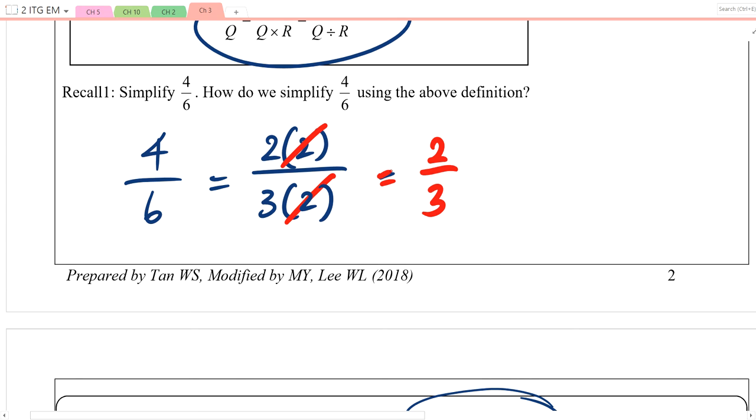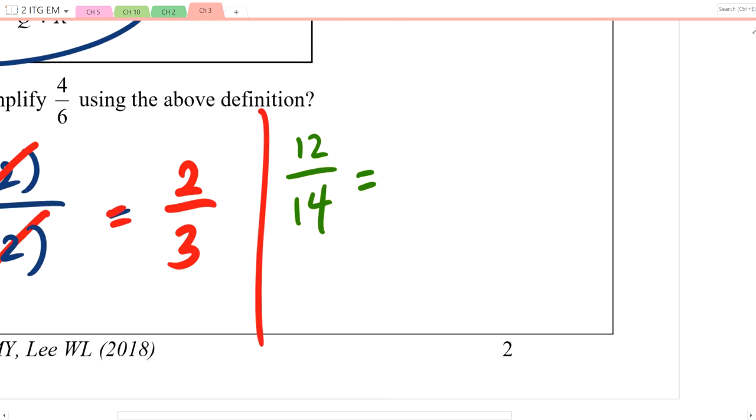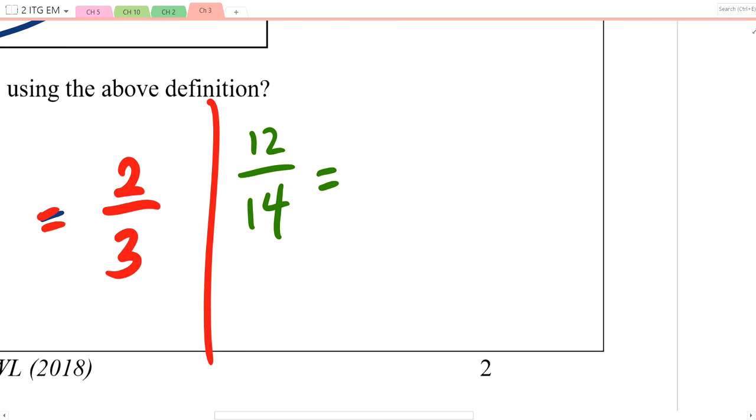Okay? Let me give you another example. Let's say we have 12 over 14. Okay? Now 12 over 14, you have an option, right, to factorize it. 12 has factors of 1, 2, 3, 4, 6, and 12. 14 has 1, 2, 7, 14. If I want to factorize these, 14, I have no choice. I'm going to obviously leave it as 2 and 7.